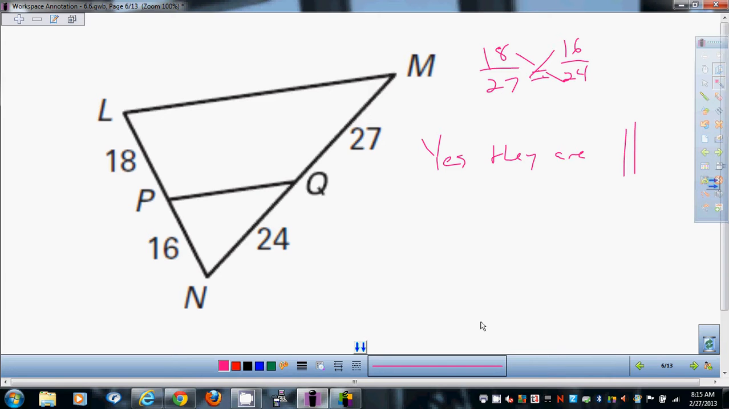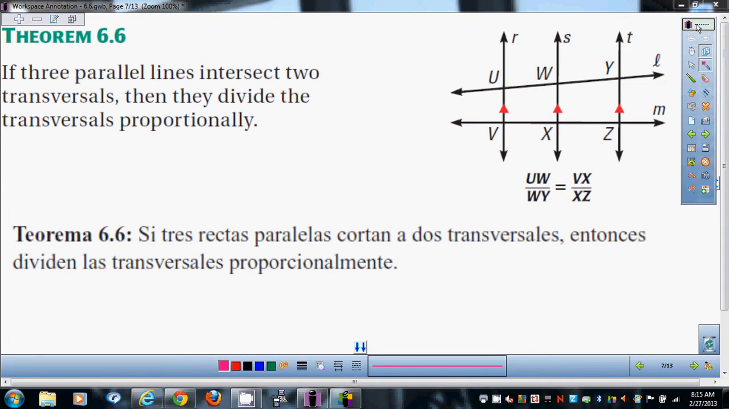Next theorem. This is actually the one you did in the DOM without even knowing it. If 3 parallel lines, which is why they gave us the right angles, intersect 2 transversals, then they divide the transversals proportionally. Which is exactly what we did in the DOM. Theorem 6.6. If they give you 3 or more lines that cut through 2 common transversals, then they divide them proportionally. The key here is that they're parallel.